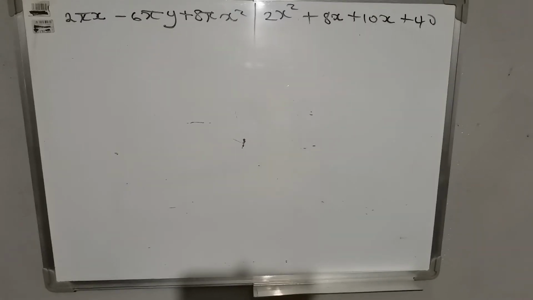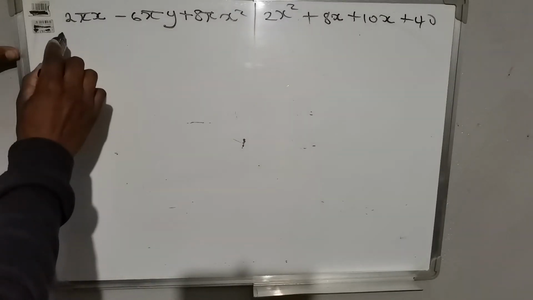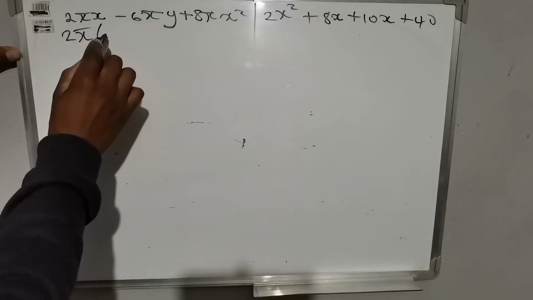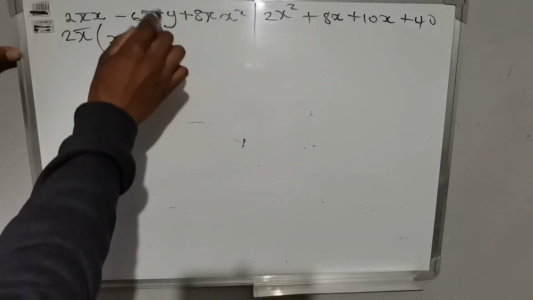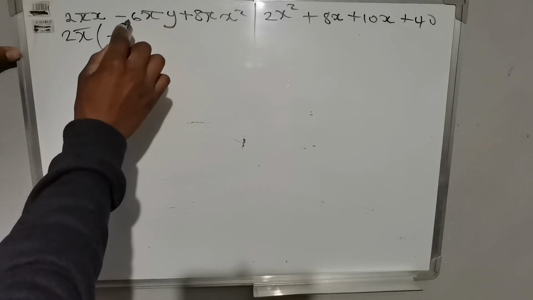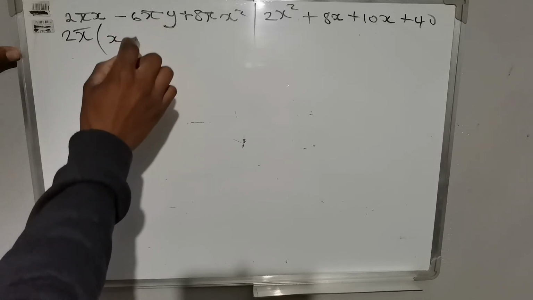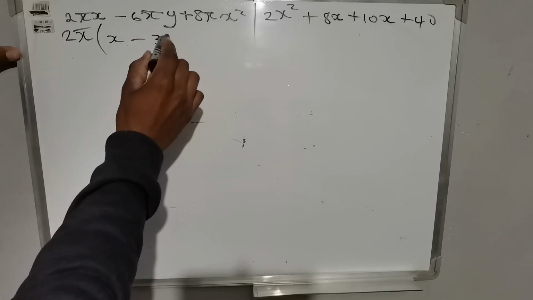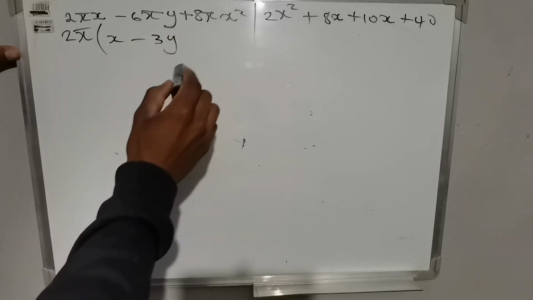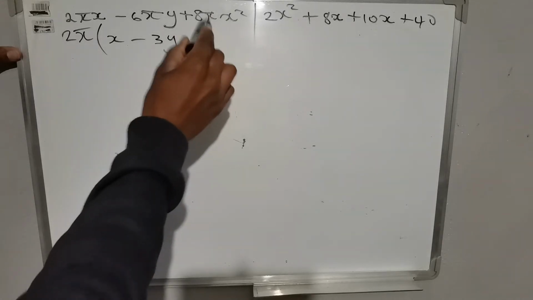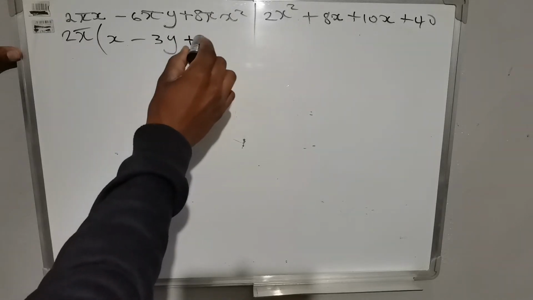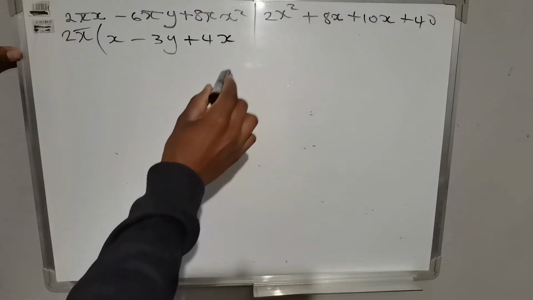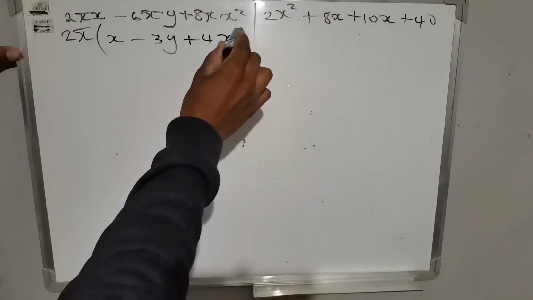So let's do that. We said we will also take out 2 as the common factor. So if we take out 2 pi here, we will be left with x. If we divide by 2 pi here, we will get minus 3y. If we divide by 2 pi here, we will get plus 4x squared.